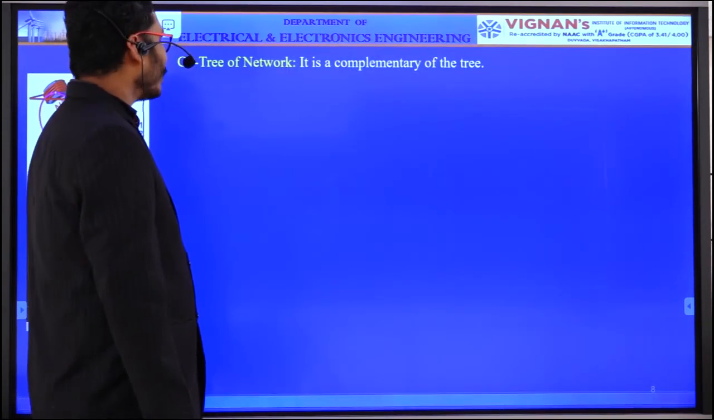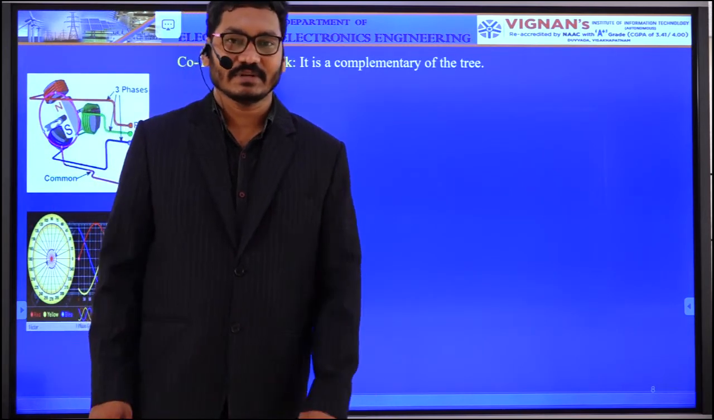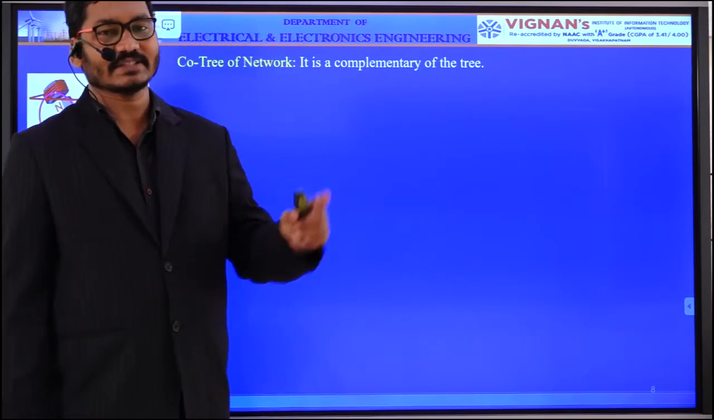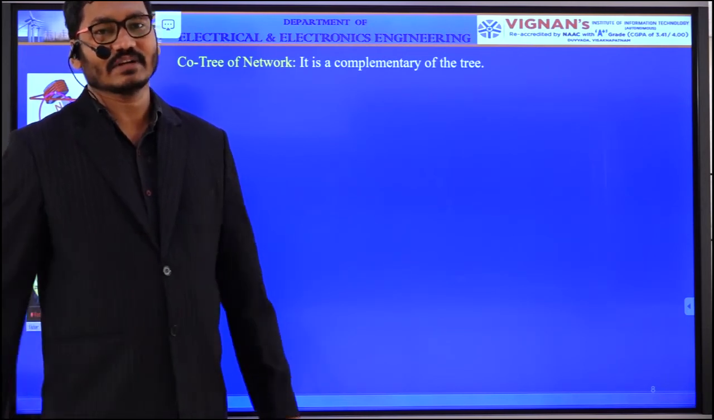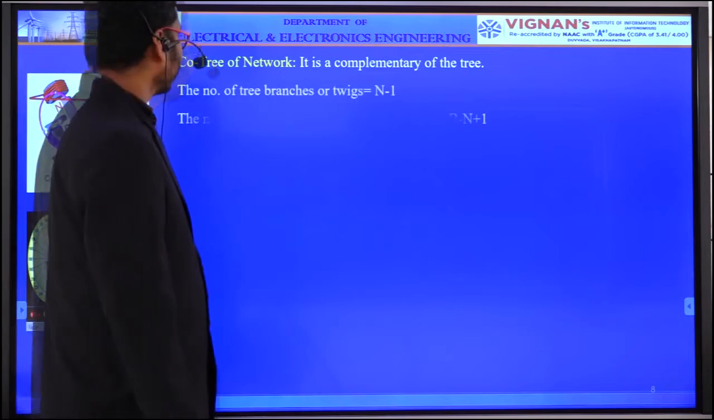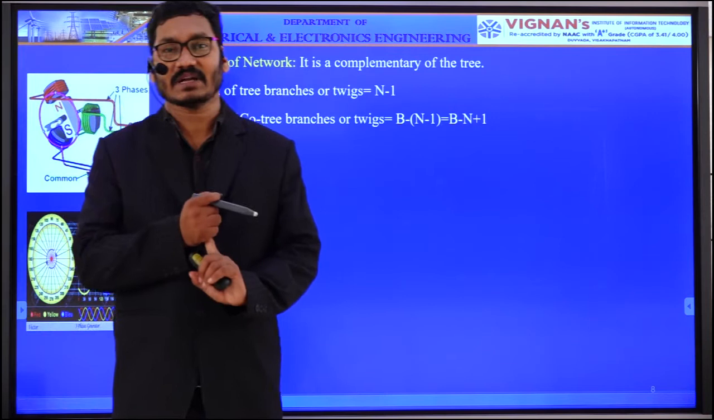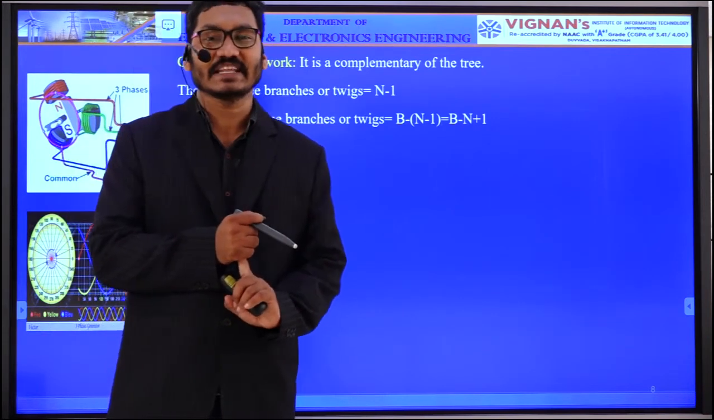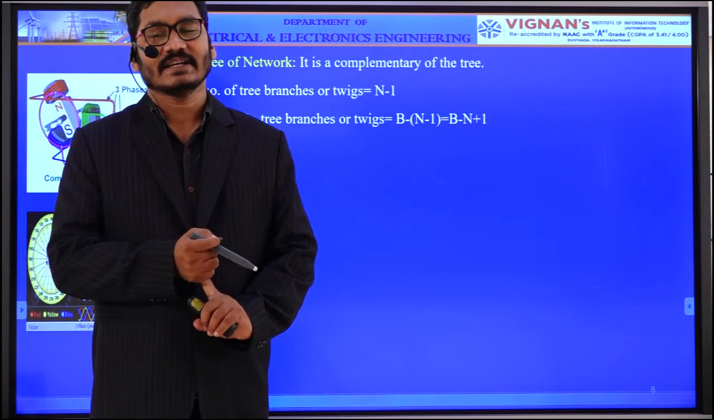So the co-tree means the complement of the tree. Previously I have drawn the tree branches, the tree network. The complement of the tree we will call the co-tree. Now the number of tree branches, I'm not saying the number of trees, I'm saying the number of tree branches, is equal to n minus 1, where n is the number of nodes.